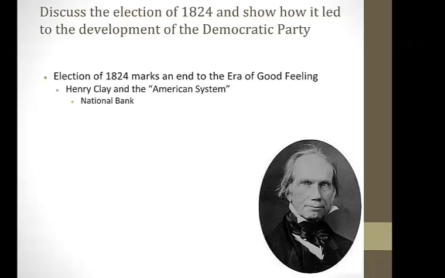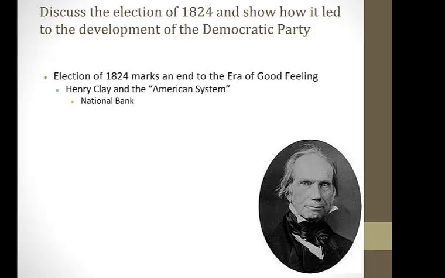The other thing we have to understand about the tensions that erupt between Clay and Jackson is Henry Clay's American System. So, again, Jackson founds the Democratic Party in 1826. He's going to use this new political party that he creates to win him the presidency in 1828. Now, what's going to happen as a result of Jackson's presidency and the Democratic Party is it's going to give rise to a new party in 1832 called the Whig Party.